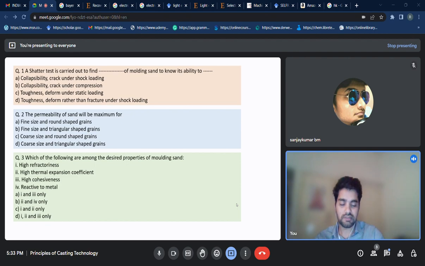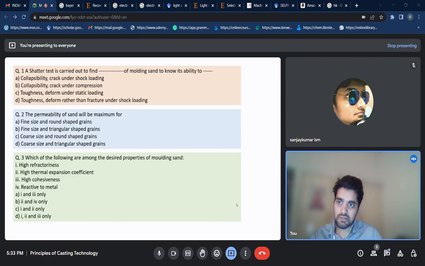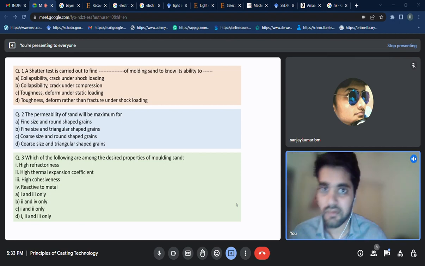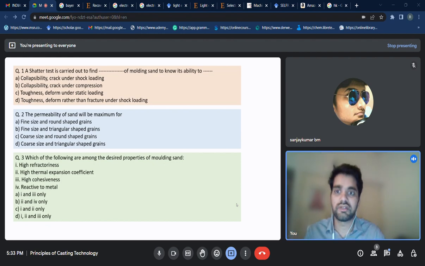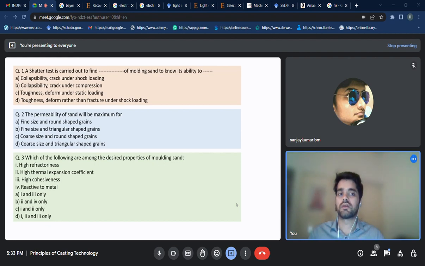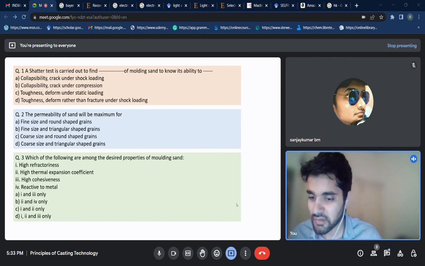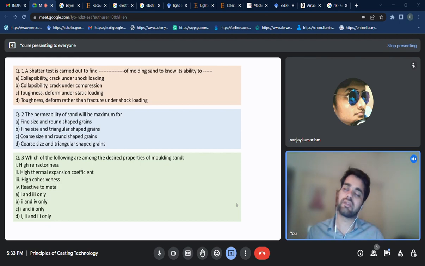Can you try? I think it is B. Is it B? No. So what happens in the setter test? You completely break it, right? If you are breaking something, then the material should absorb something. If you see the stress strain curve, it is how much energy it is taking or absorbing before breaking completely, failure, and the area under the stress strain curve is called the toughness.